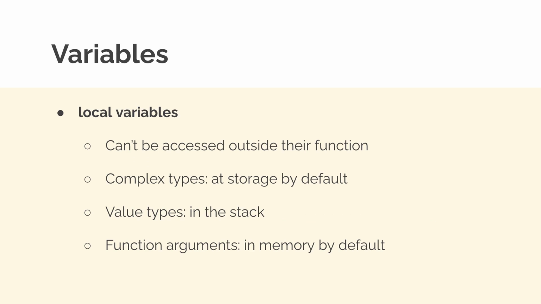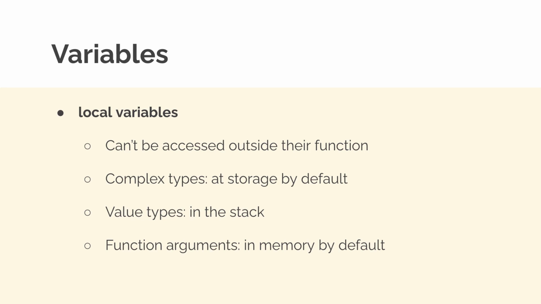Variables in Solidity. A variable is like a container for data, and there are types of variables that we're going to learn how to build in Solidity. For an overview, a local variable means it cannot be accessed outside of its function. You create a local variable inside of a function, and you can only use it in that function.